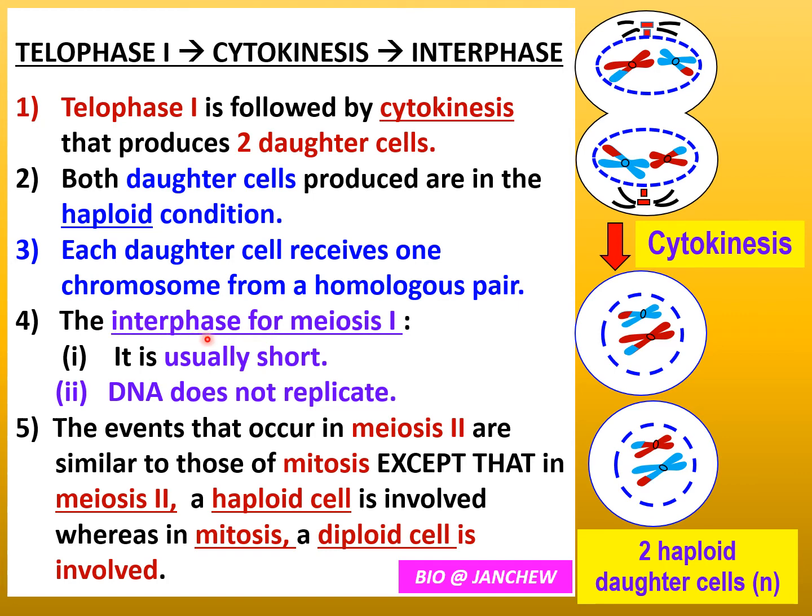The interphase for meiosis I is usually short, and DNA does not replicate during this interphase. Now the events that occur in meiosis II after that are similar to those of mitosis, which we have studied earlier, except that in meiosis II, a haploid cell is involved. So whenever you see a haploid cell undergoing nuclear division, we know that it's meiosis II. Whereas in mitosis, a diploid cell is involved. If you see a diploid cell undergoing nuclear division, it's either mitosis or meiosis I. So if it's a haploid cell, it must be meiosis II.